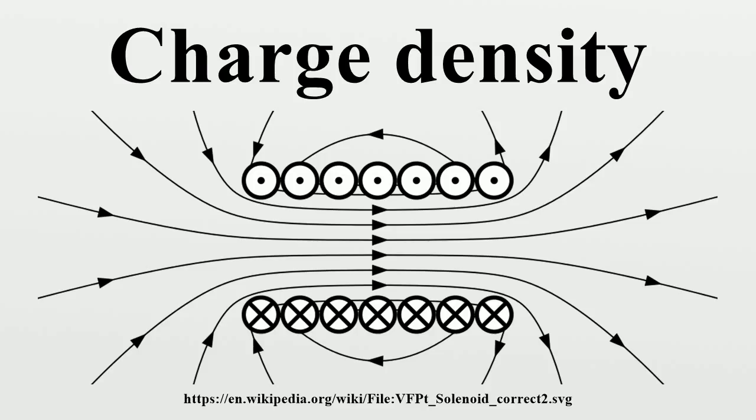Like any density, charge density can depend on position, but charge and thus charge density can be negative. It should not be confused with the charge carrier density, the number of charge carriers in a material per unit volume, not including the actual charge on the carriers.